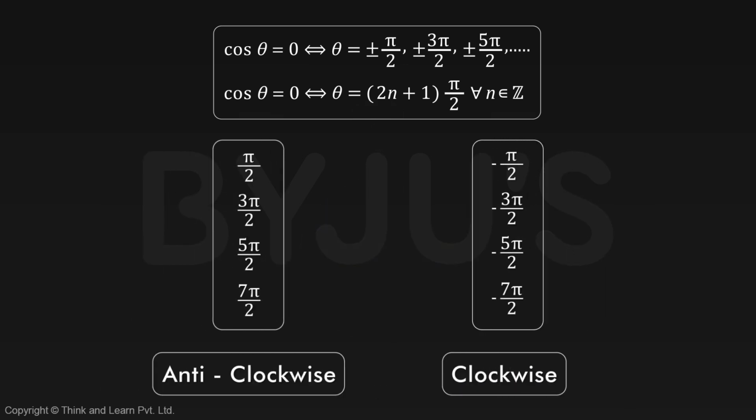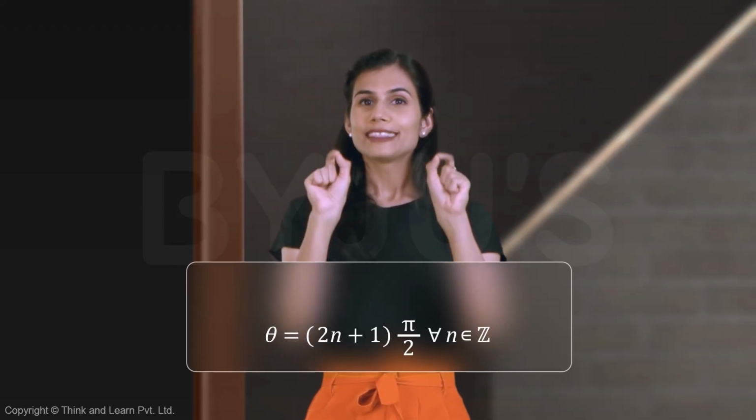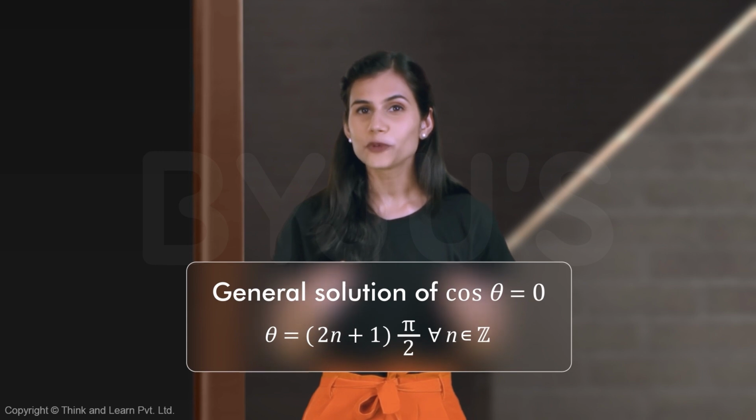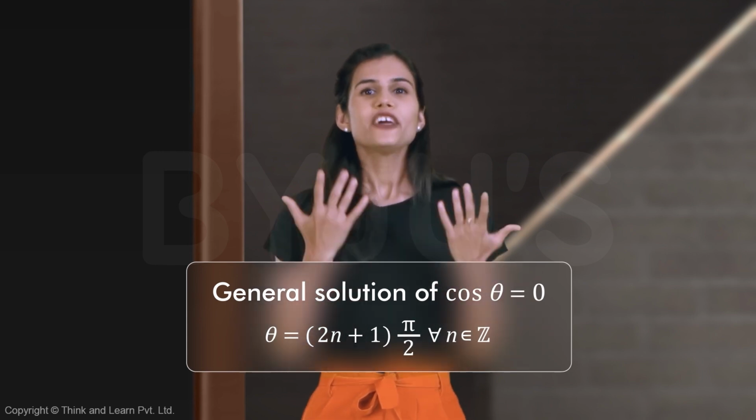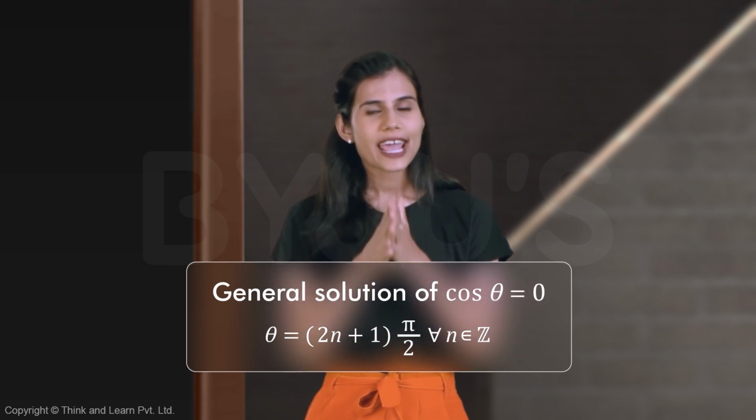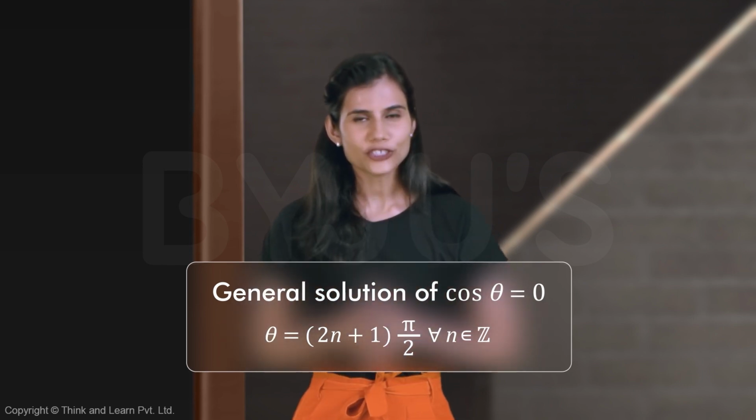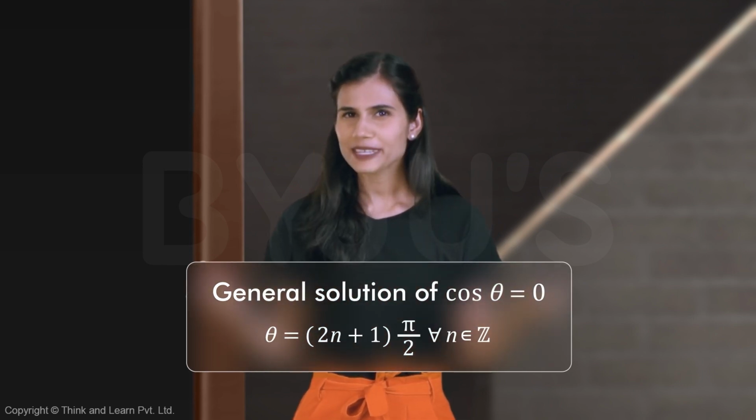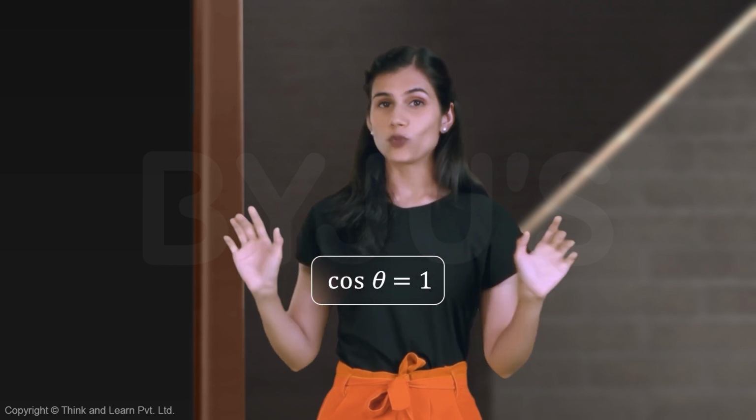Again, if you collect all of them, you will notice that they constitute the set of all the odd integral multiples of pi by 2. Right? And that is how the general solution of cos theta equals 0 is given by theta equals 2n plus 1 times pi by 2, where n belongs to the set of all integers. Wasn't this easy peasy? Now let's move ahead and examine the next equation, which is cos theta equals 1.